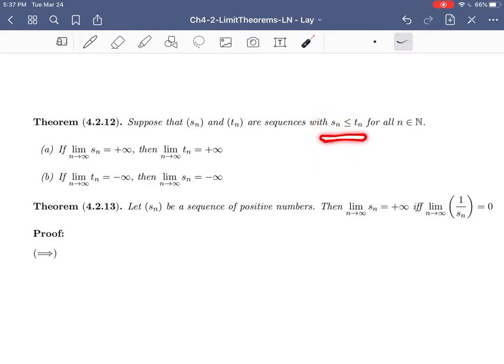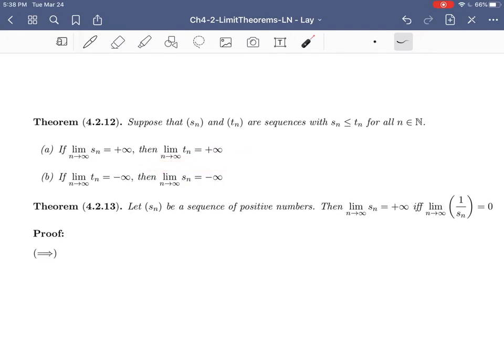All right, so suppose we have two sequences where the terms of the first sequence, S sub n, is less than or equal to the terms of the second sequence. Then if the first sequence, the one with the smaller terms, diverges to positive infinity, then the second sequence that has all terms that are bigger than the first should also diverge to positive infinity.